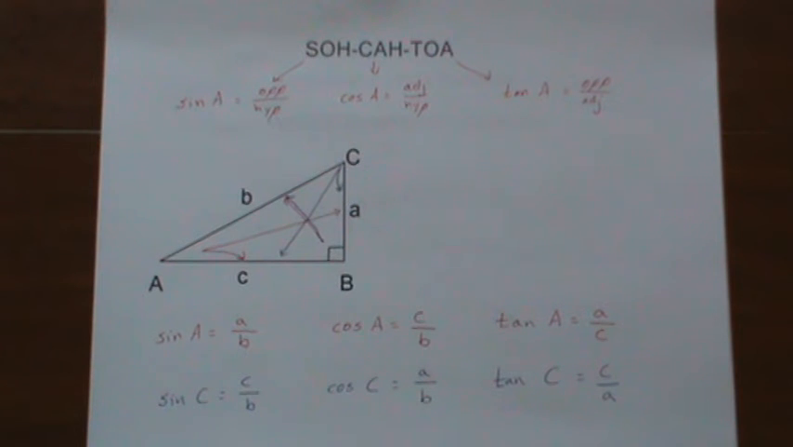If we were to go through the exact same three functions with angle C, the sine of angle C is equal to c over b, because if you notice in blue ink there, opposite angle C is c and b is still the hypotenuse. If we do the cosine of C, cosine is equal to adjacent over hypotenuse. So adjacent to angle C is leg a and the hypotenuse is still b. The tangent of C is equal to c over a. Opposite C is c, and next to C is a.